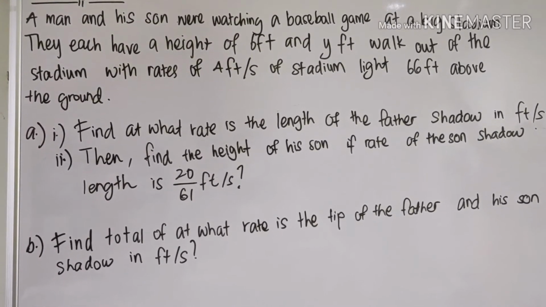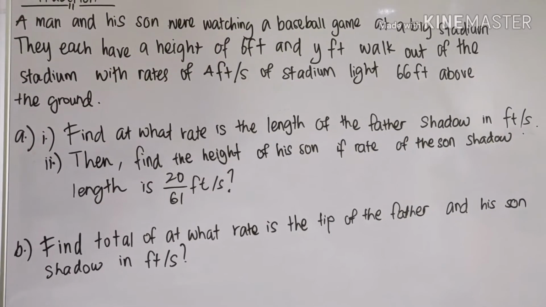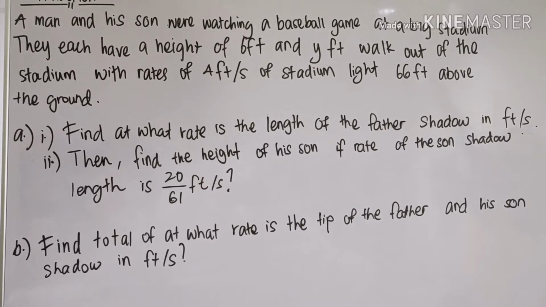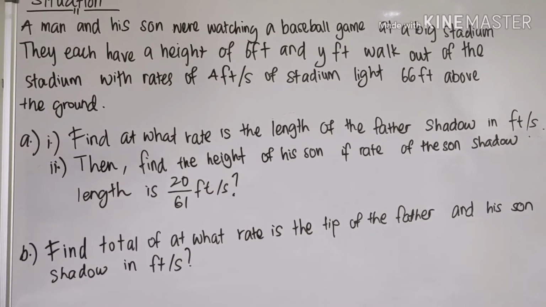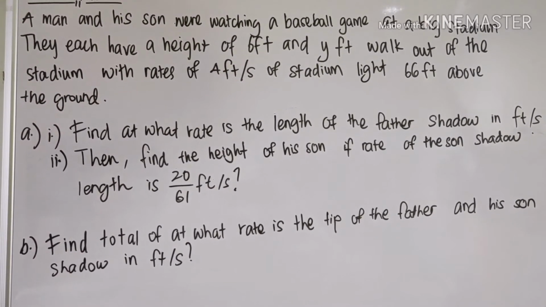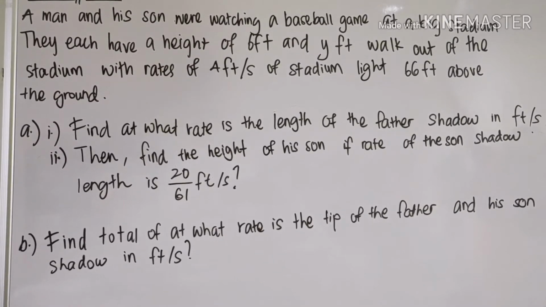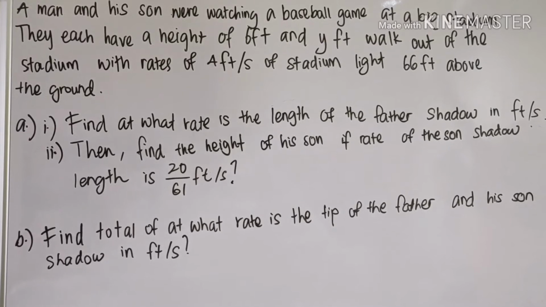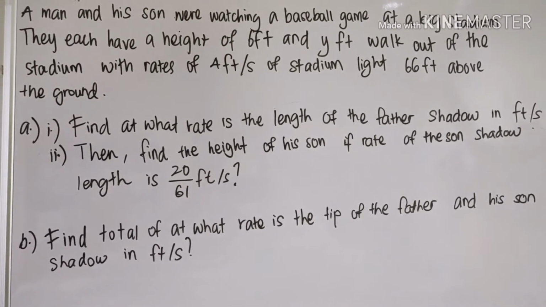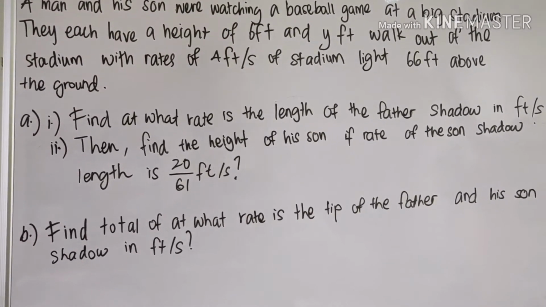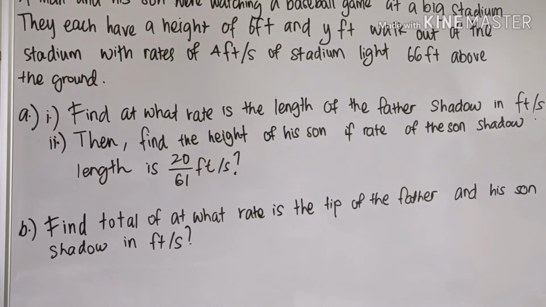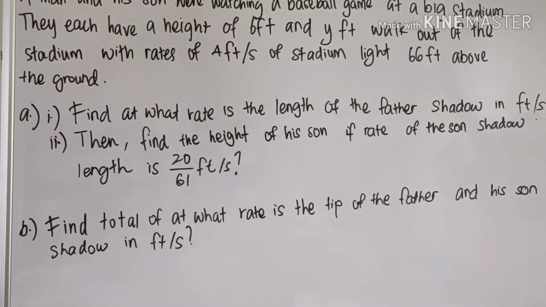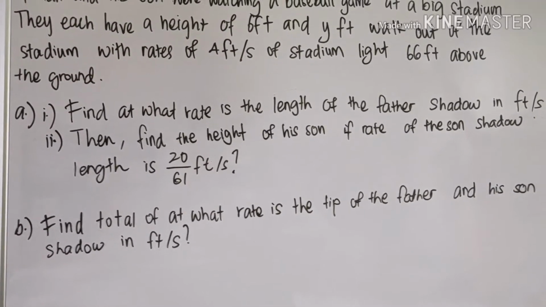A1. Find at what rate the length of the father's shadow is changing, in feet per second. Second, find the height of his son if the rate of shadow length is 20/61 feet per second. And B, find at what rate the tip of the father and son's shadow is moving, in feet per second.